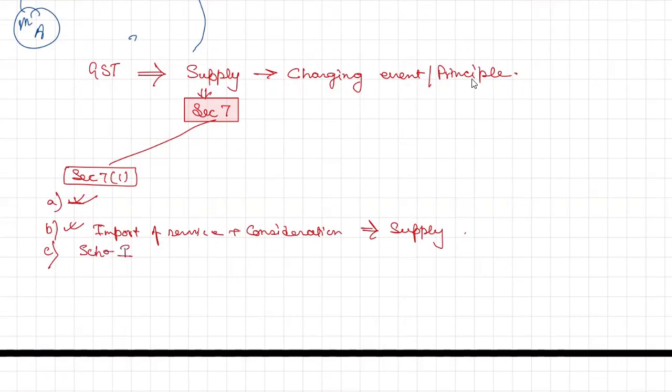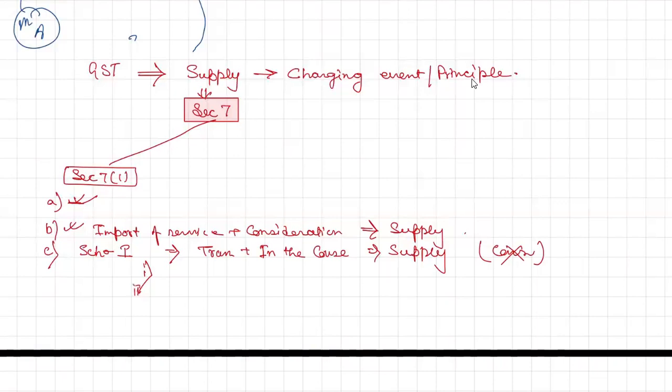Schedule 1 says that those transactions in the course or furtherance of business will be treated as supply. Consideration may be there, consideration may not be there. So we read 4 entries. One was permanent transfer or disposal of business asset on which ITC has been availed, correct. We discussed a bit what ITC is: if you have availed the benefit, the government will be charging tax for it.